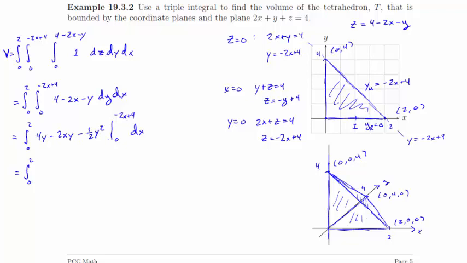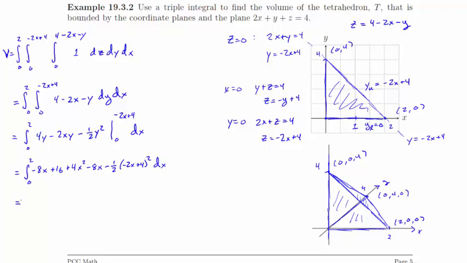When I plug the 0 in, that will all 0 out, so I'm just going to worry about the top bound. I'll get negative 8x plus 16 minus, well, I'm going to distribute the negative 2x across, so this will become a plus 4x squared minus 8x, then minus 1/2 times negative 2x plus 4 quantity squared dx.